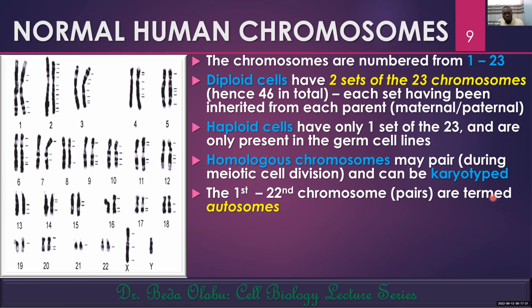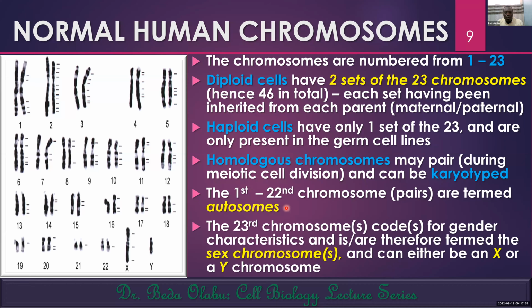The first 22 pairs of chromosomes are the ones we call autosomes, while the 23rd pair, the ones we call sex chromosomes because they code for gender characteristics. The sex chromosomes can either be X or Y chromosome.